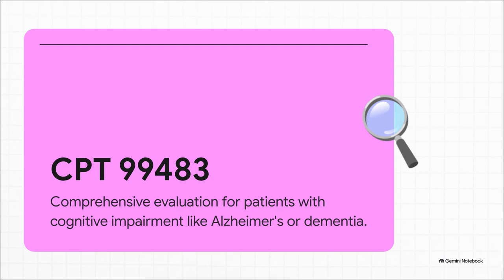Think a spouse, an adult child, or a caregiver who can actually step in and provide an accurate picture of the patient's cognitive decline. Now, let's talk time. While the CPT manual notes that typically 60 minutes of total time is spent on the day of the encounter, the strict requirement to successfully bill this comprehensive evaluation means you need a minimum of 50 minutes of face-to-face time spent by the provider with the patient and/or the caregiver.